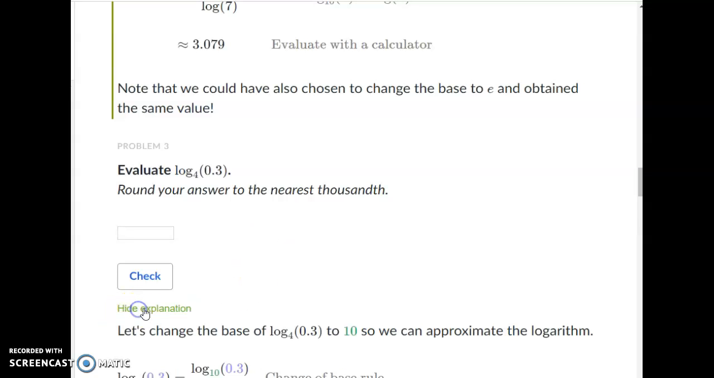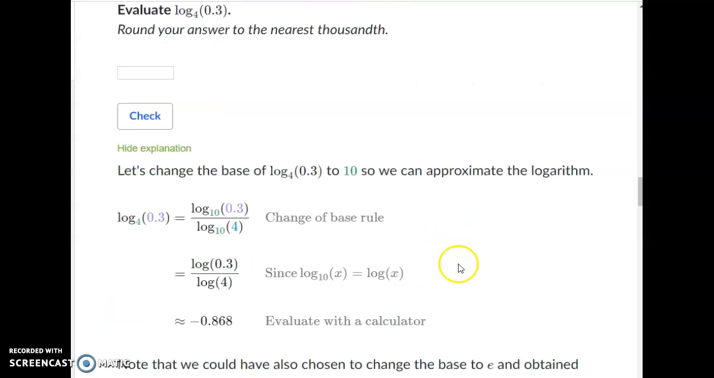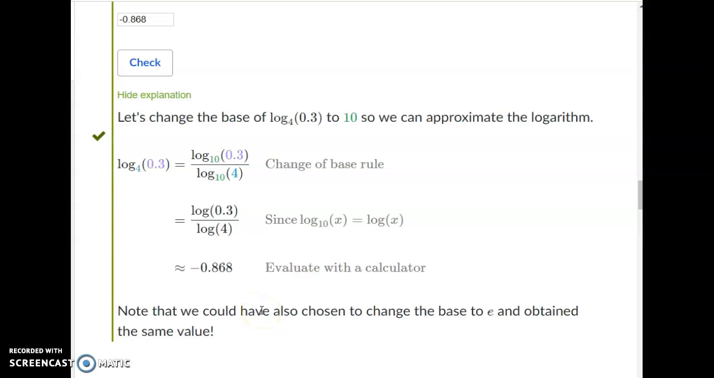Okay, so hopefully you've used the change of base formula correctly, and you did the common log or the natural log of 3/10. You divided by the common log or the natural log of 4. So in this case, they used the common log, the log of 3/10 divided by the log of 4, and your answer should be approximately negative 0.868. Okay. Now if you have any questions, just let me know, and then go ahead and get started on the worksheet.